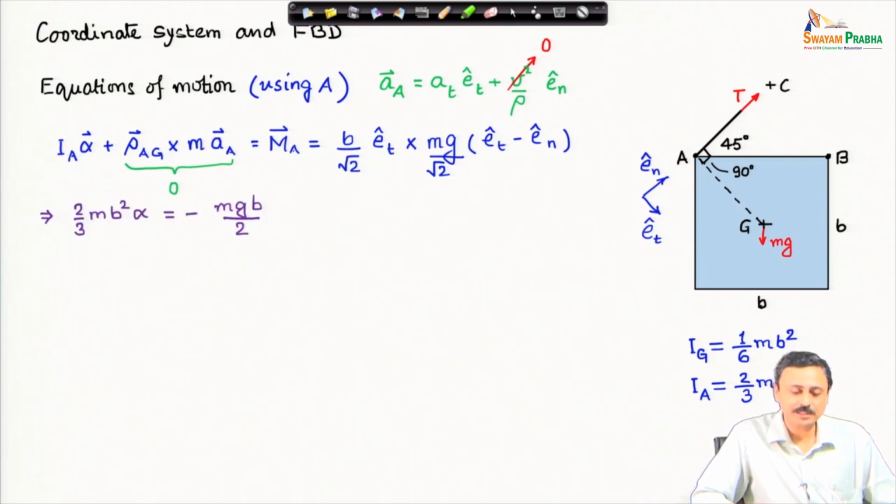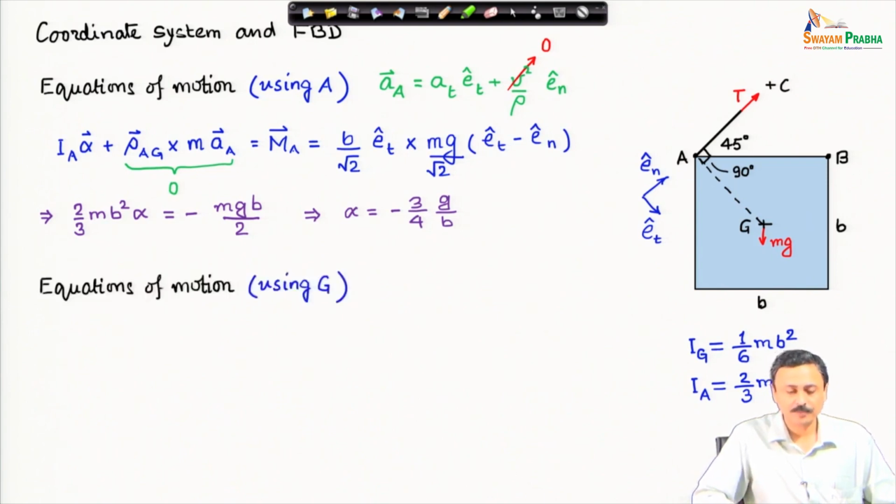Then it is straightforward algebra. I calculate alpha, the angular acceleration of the plate at t equal to 0 plus, just after the break occurs. Because I have to calculate the tension in the string, I use the equation of rotational dynamics about G, and that is a very straightforward equation.